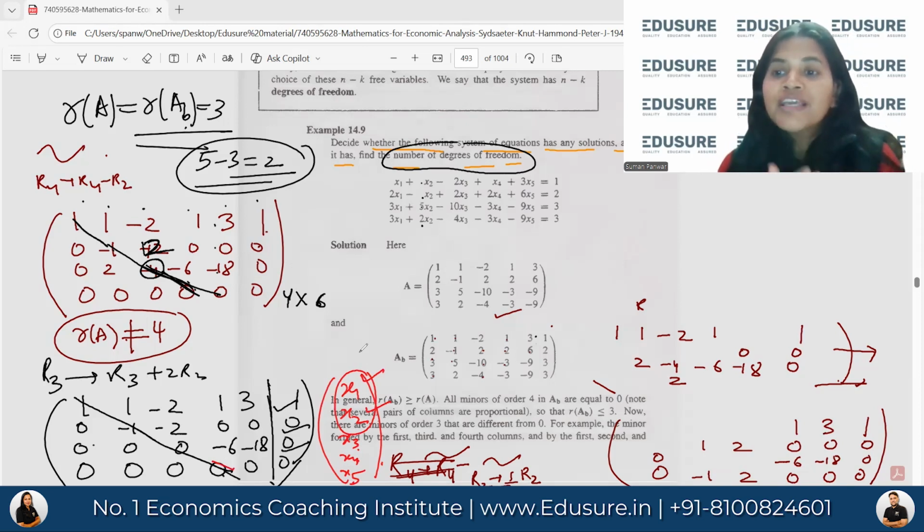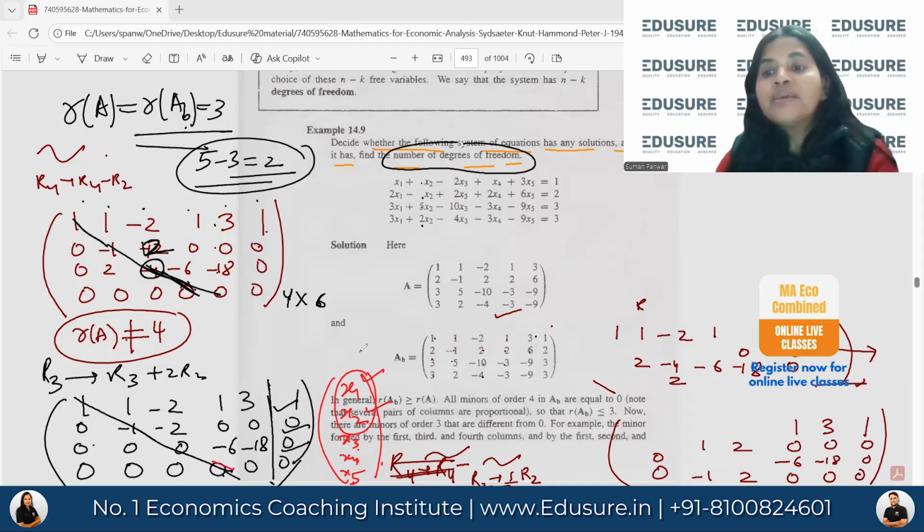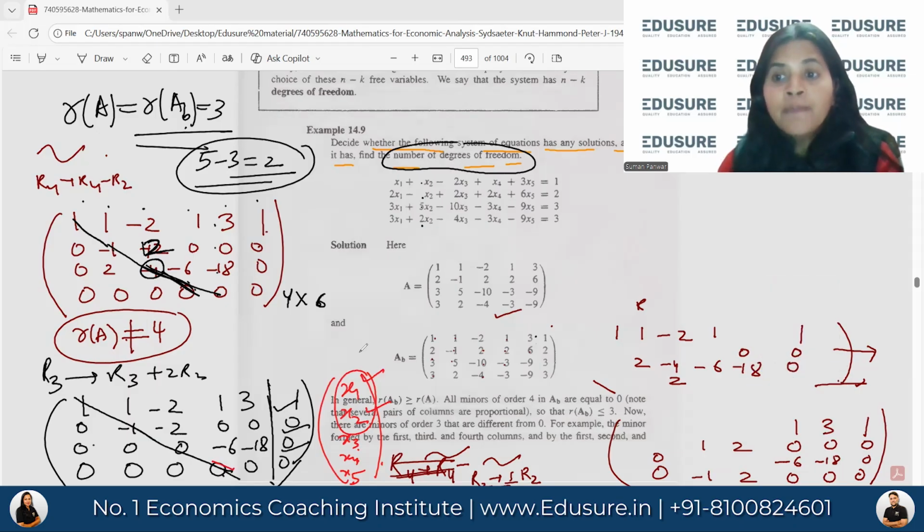Okay, so this is how you use the concept of the rank of a matrix being equal to the rank of the augmented matrix to confirm that there is a solution. And then you can also calculate, using the rank, the degrees of freedom, so you know how many variables can be assigned values and the remaining variables can be calculated as per the requirement.